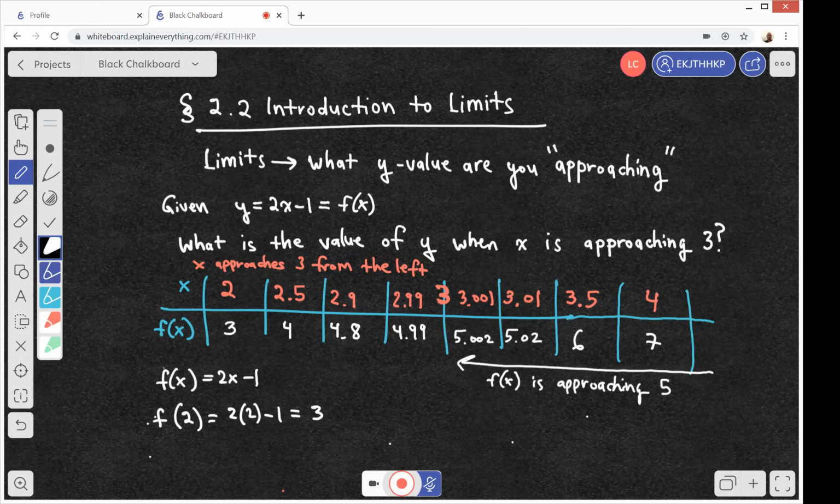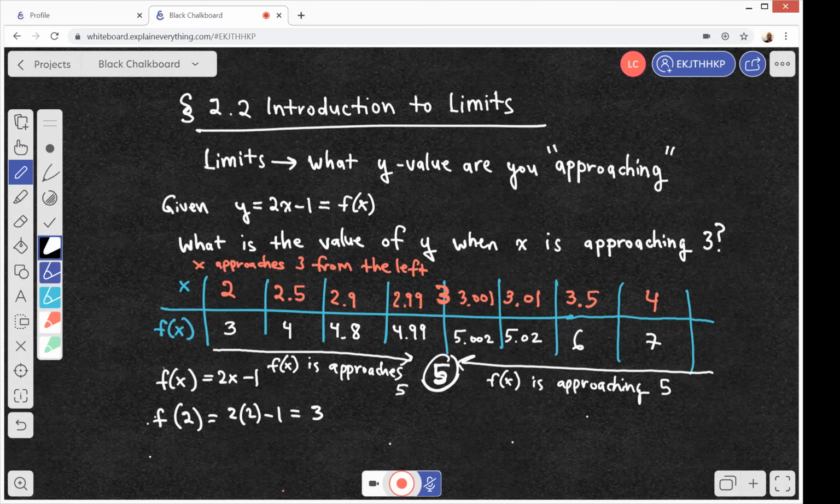Likewise, from the left of 3, we're approaching 5. From the left, we're also approaching 5. F of x is approaching 5. So that's looking at limits numerically. We're using a table. We're crunching these numbers. That takes a lot of time. So there are easier ways to do this.